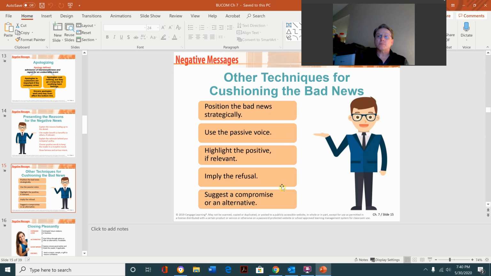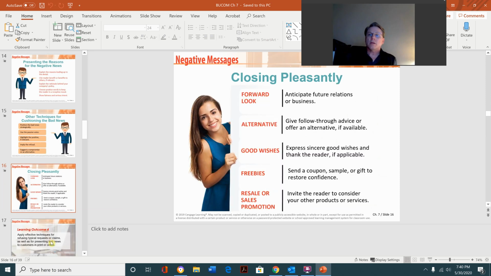Imply the refusal and suggest a compromise or alternative. Closing pleasantly: forward looking, with an alternative if there is one. Good wishes, that you wish them nothing but the best. Freebies: send them a coupon if that's effective or something that would be looked at as positive, not negative. And resale or sales promotion: invite the reader to consider your other products or services.